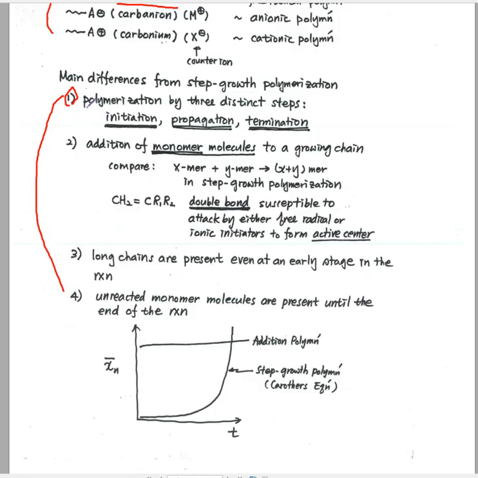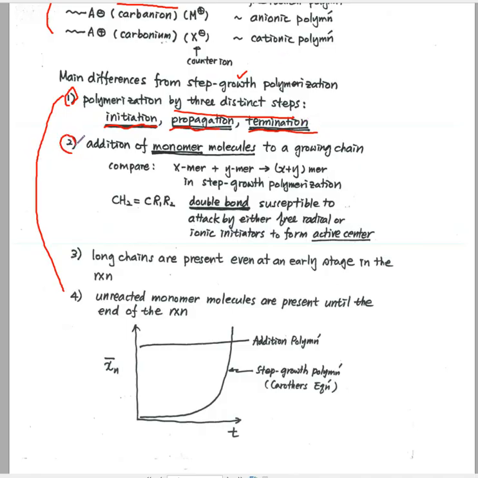First, free radical addition polymerization occurs by three different steps, including initiation, propagation, and termination. We learn about each of these processes in the following section. As you recall, in step growth polymerization, there were not these kinds of steps, right? Monomers with different functionalities, such as hydroxyl group and carboxyl group, just reacted with each other, right, by the condensation reaction. So it's quite different.